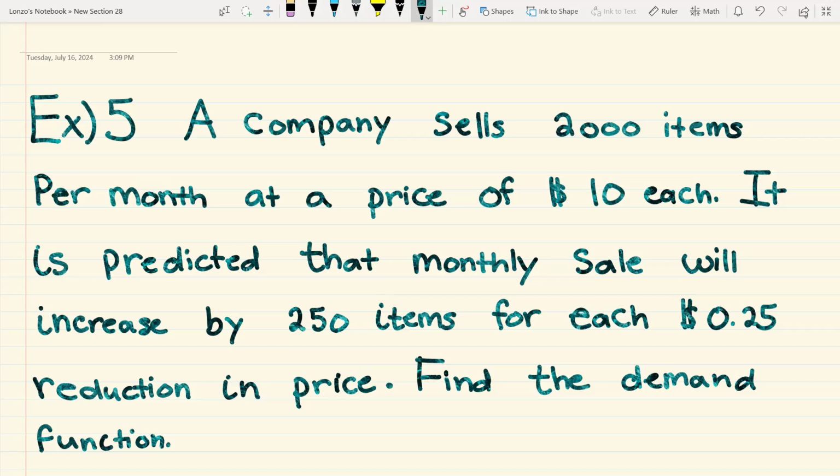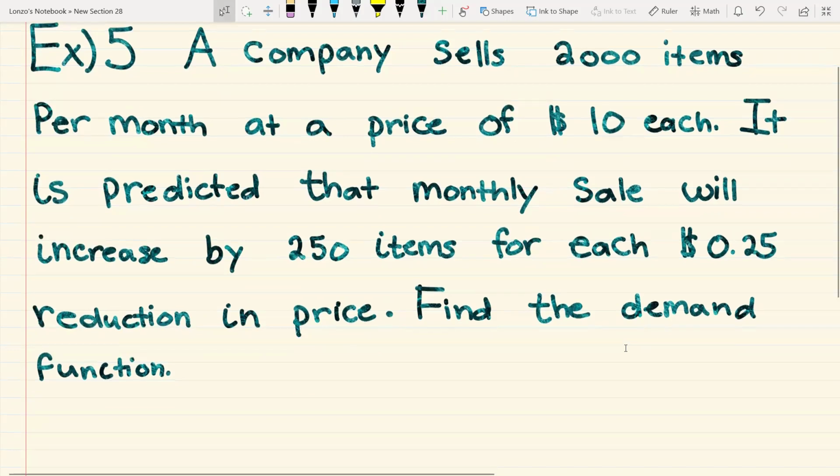So we've got to find the demand function. So how do we find the demand function? They don't give us any kind of equation, right? They only tell us that at 2,000 items per month, it sells at a price of $10, and then they say it will increase by 250 items by decreasing the price by 25 cents. So did you know that this is actually coordinates? And what we have to do is we're going to find the demand.